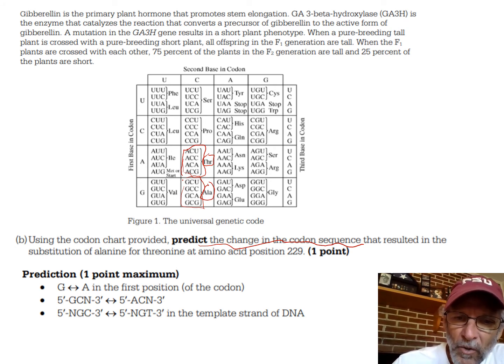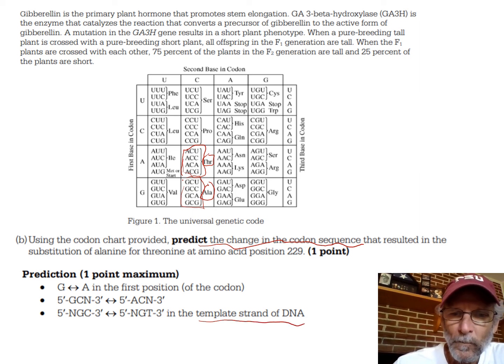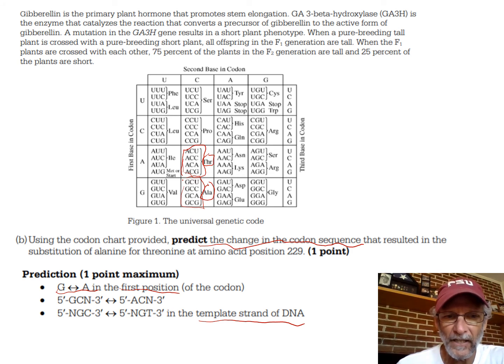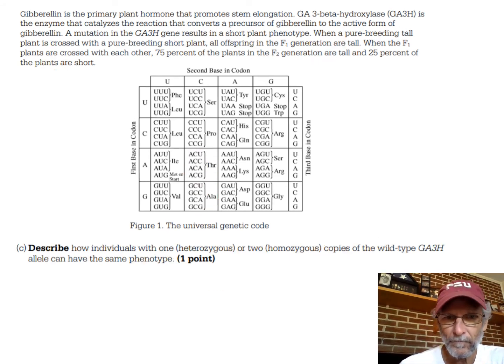So they do, however, give you a point if you go back and talk about the DNA change as long as you talk about it correctly. All right, so what you had to have here was a substitution of a G for an A in that first position, and that would have produced the threonine for the alanine. Part C.